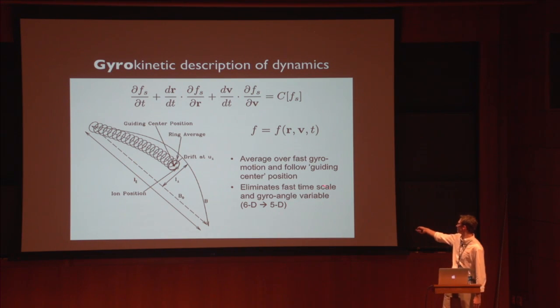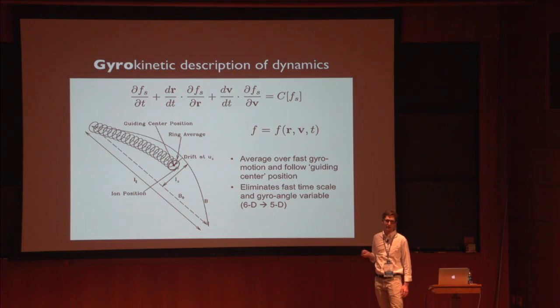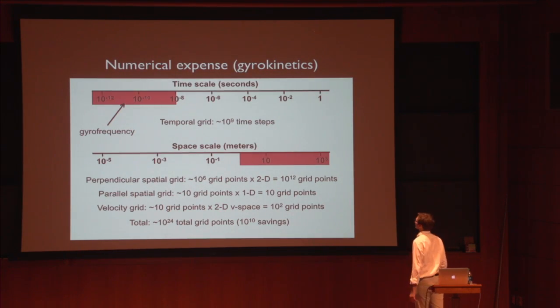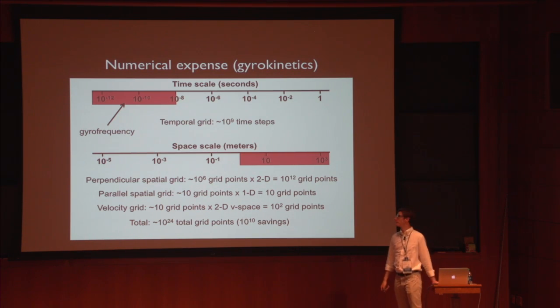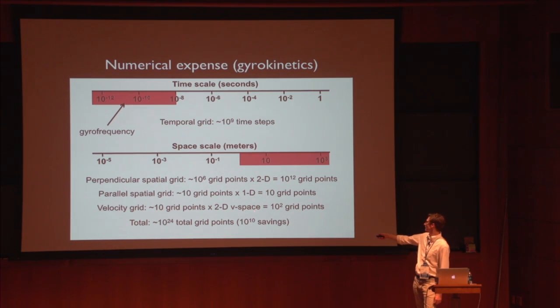So this has some obvious advantages. We average out that fast time scale in the problem. And also we eliminate one of the dimensions of the phase space because we're not going to keep track of this gyro angle variable anymore. So we've reduced the dimensionality and we've eliminated some time scales. That actually helps a lot, right? So we don't have to worry about these gyro frequency time scales anymore. And here in the velocity grid, we only have 2D. So all things told, this has saved us, oh, one other thing I forgot to mention here.